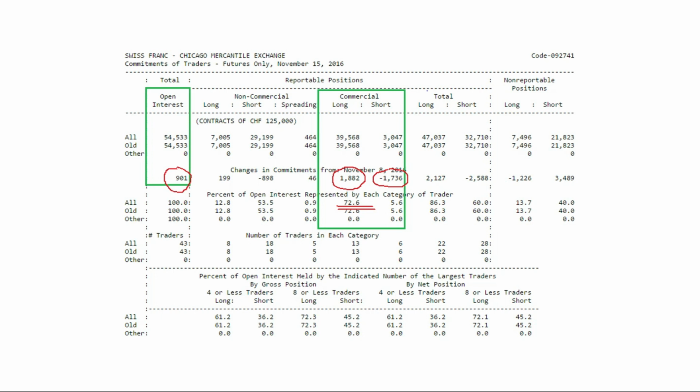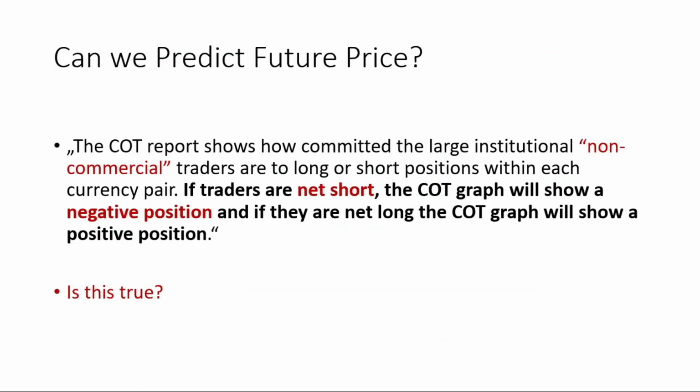You can see the commercial right now and the open interest. You can watch non-commercial, but all these numbers are just numbers. How can I use this? So I will ask two important questions. These questions I got from theory. You can get these questions if you watch 100 YouTube videos about the COT report right now.